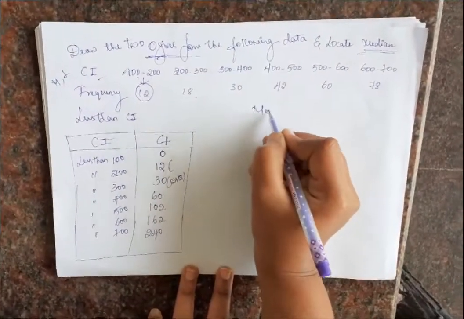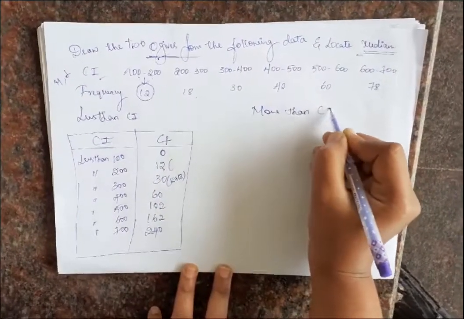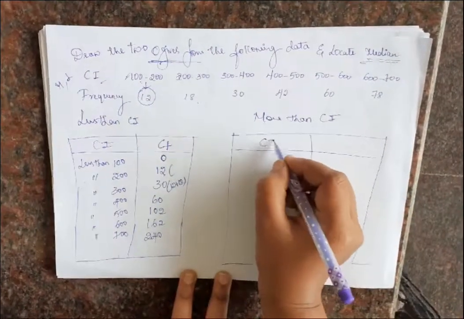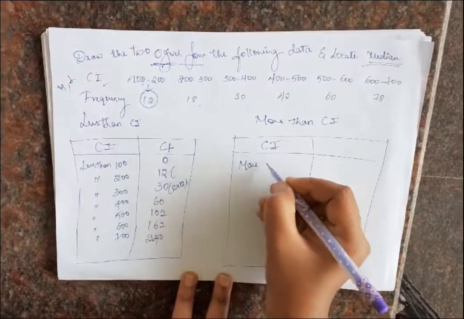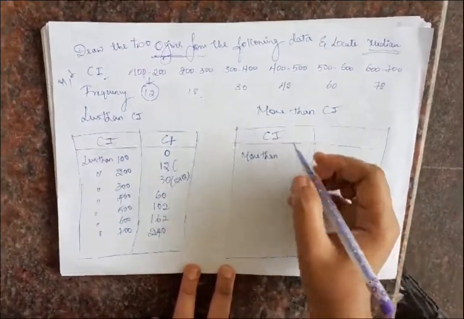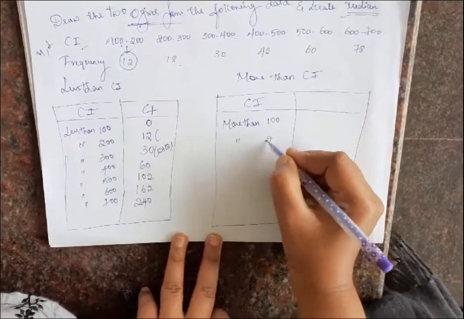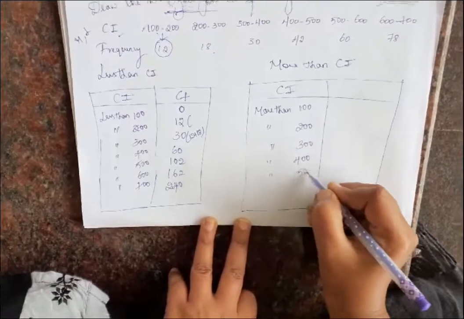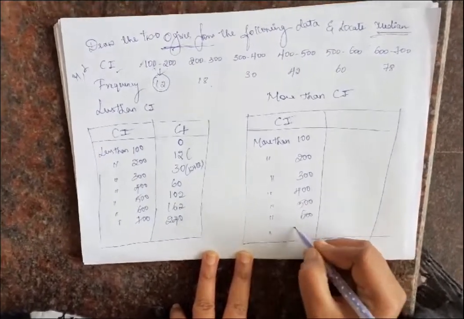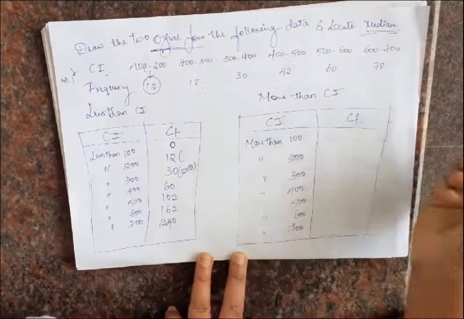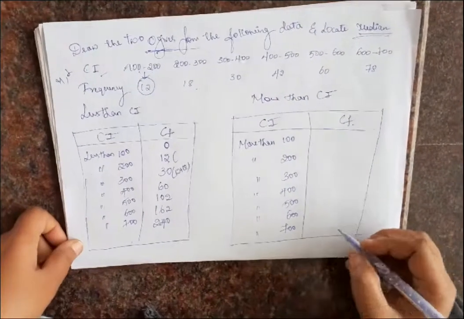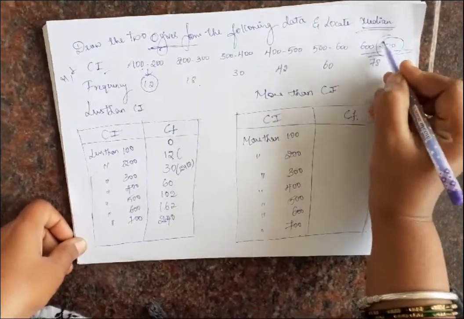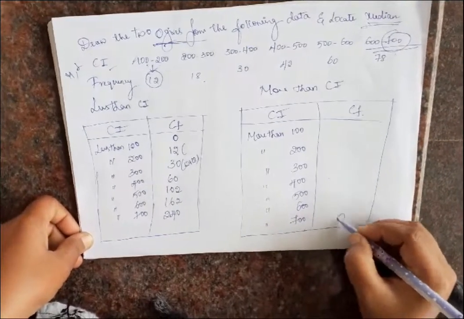Then in the same way you have to prepare more than class intervals. More than class interval is just the opposite of the less than class intervals. Here we are using the words more than instead of less than. So more than 100 we are taking, then more than 200, more than 300, 400, 500, 600, 700. So the cumulative frequency for the more than class intervals will start from the last. So it is more than 700, we have up to 700 here. So we have to start from 0.